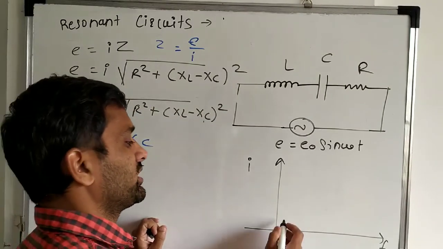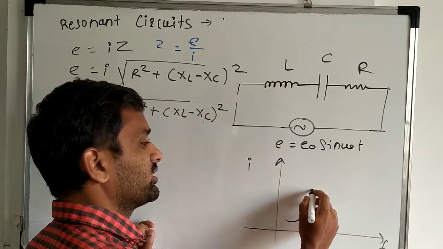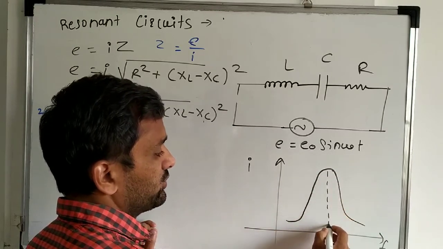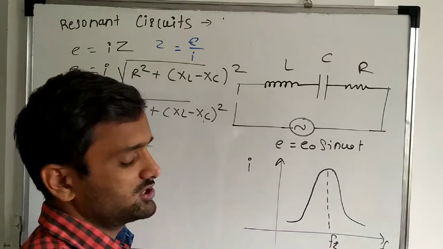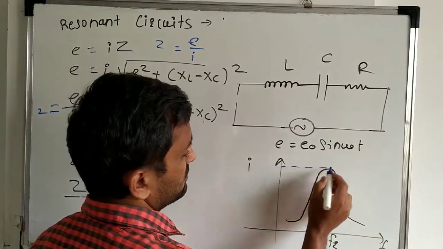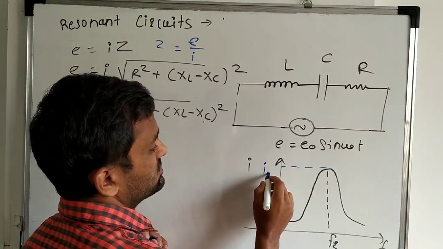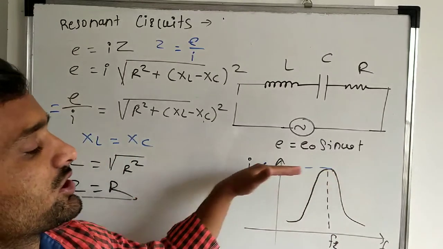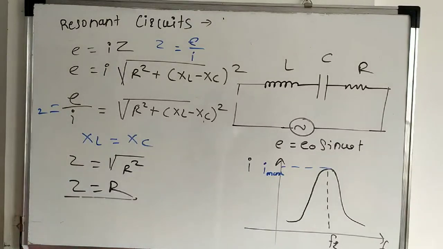Initially, we increase the frequency, and the value of current increases, up to a particular frequency that is called the resonance frequency. At the resonance frequency, the value of current becomes maximum. This is called the resonance frequency. What is resonance? Resonance is the condition at a particular frequency where the impedance of the circuit becomes minimum, meaning the current in the circuit becomes maximum. So this is the first condition.